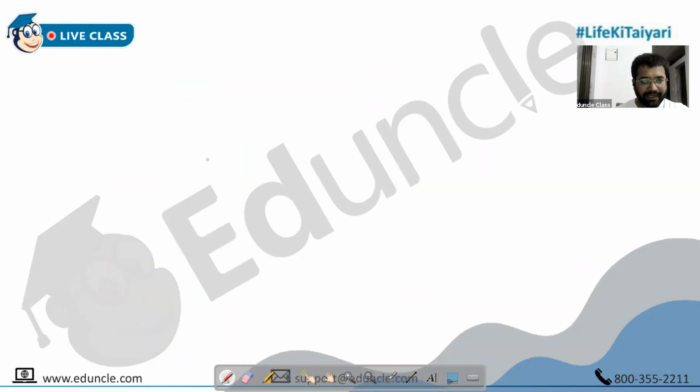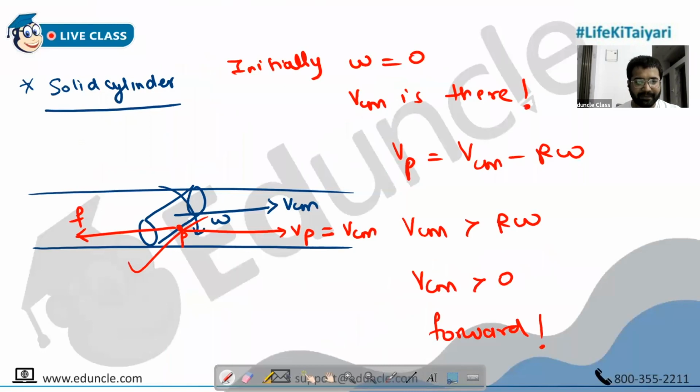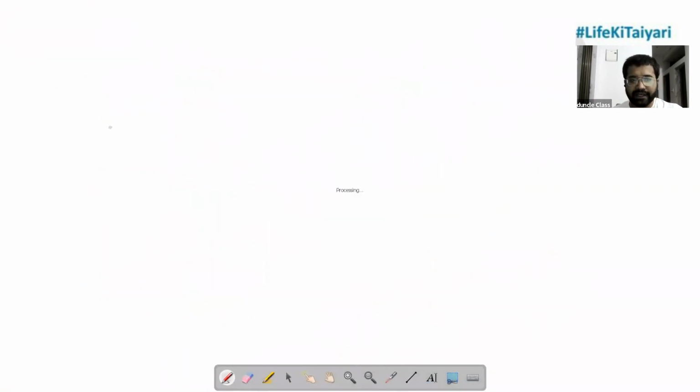So next. Now I'm just going to draw the front view, because I tried to draw a 3D diagram here so that you get a feeling of what exactly is happening. Now I'm just going to draw a front view of this.